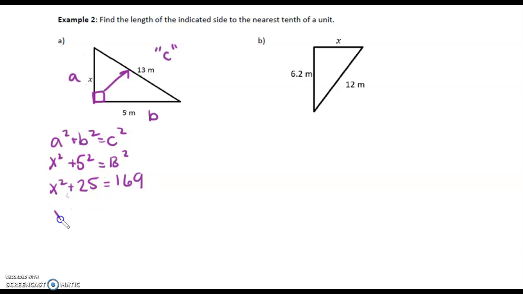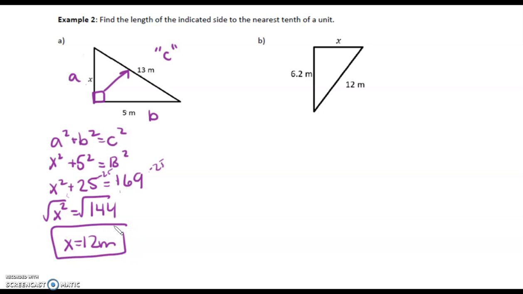Now we have to isolate for x squared. How we're going to do that is we're going to subtract 25 from both sides. So we'd have 169 minus 25, and we get 144. Now we're going to root both sides, and we get x equals 12. And that's going to be in meters. So a little bit more work when we're given the hypotenuse, because we have to do a little bit of algebra.